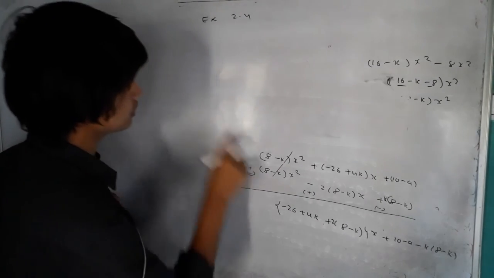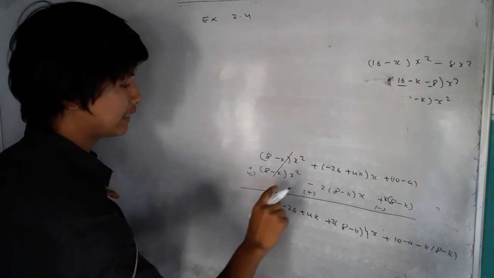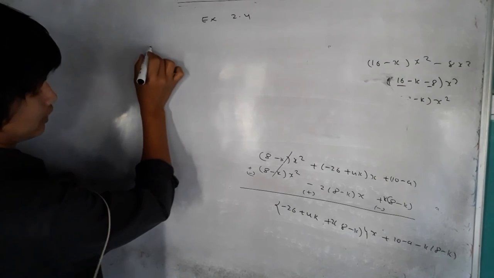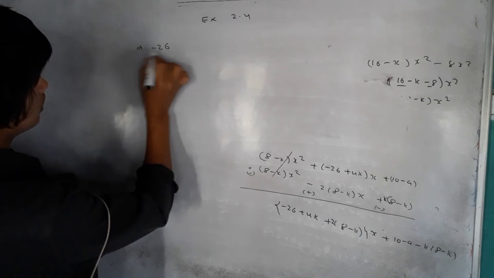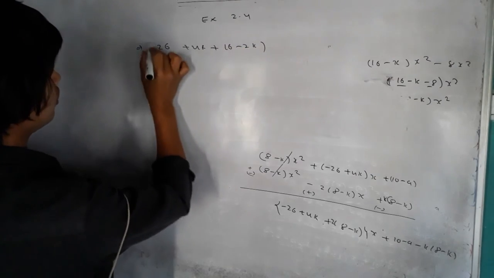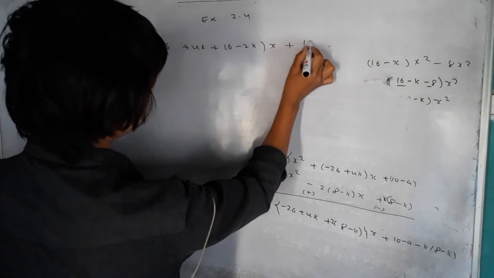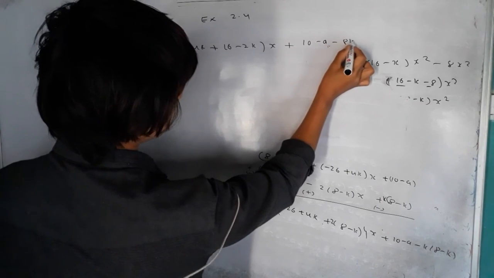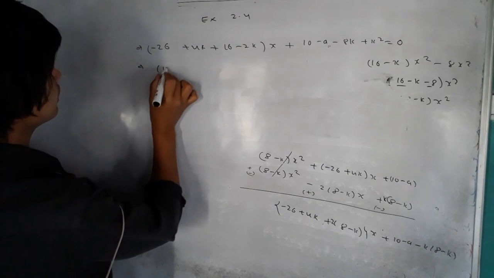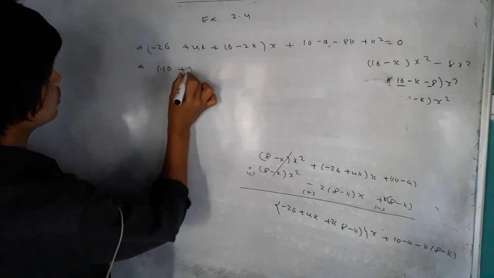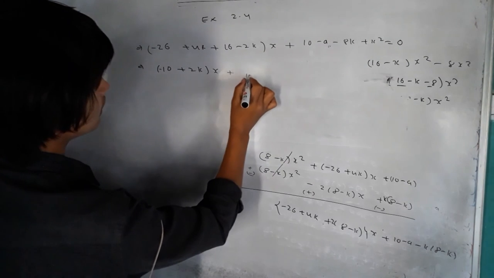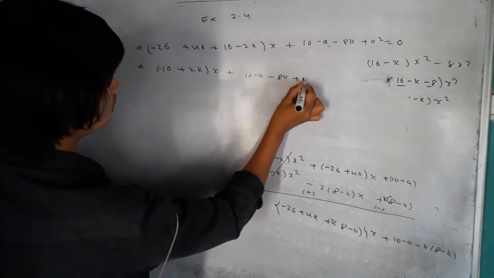Now it cannot divide further because here is x square, so here is x, so this will be small. And what I mean to say is this value should be 0 because it was the factor of that. Minus 26 plus 4k plus 2 into 16 minus 2k, outside will be x, plus 10 minus a minus k into 8, minus 8k plus k square, must be equal to 0. So minus 10 plus 2k times x plus 10 minus a minus 8k plus k square equals 0.